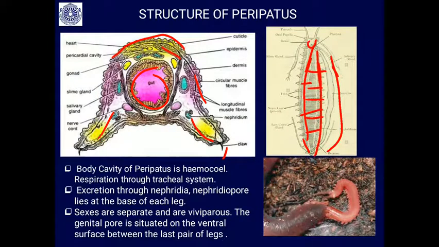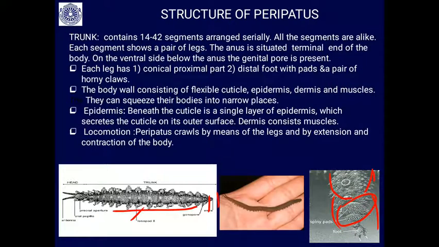So the sexes are separate, male and female, but this is not egg laying, it is viviparous. You can see in this picture, it is giving birth to the young ones. So the genital pore is situated on the ventral surface. You have seen in between the last pair of legs, you will find the genital pore. In this region, you will find the genital pore.